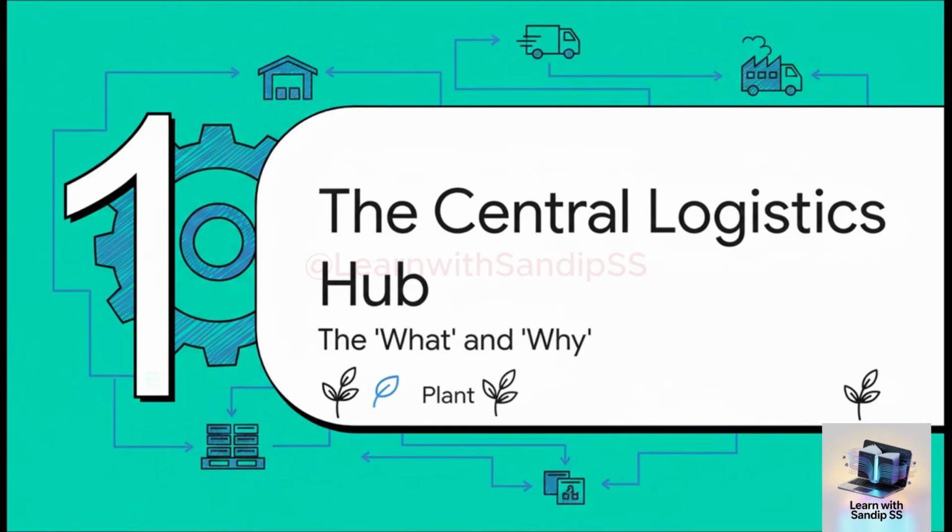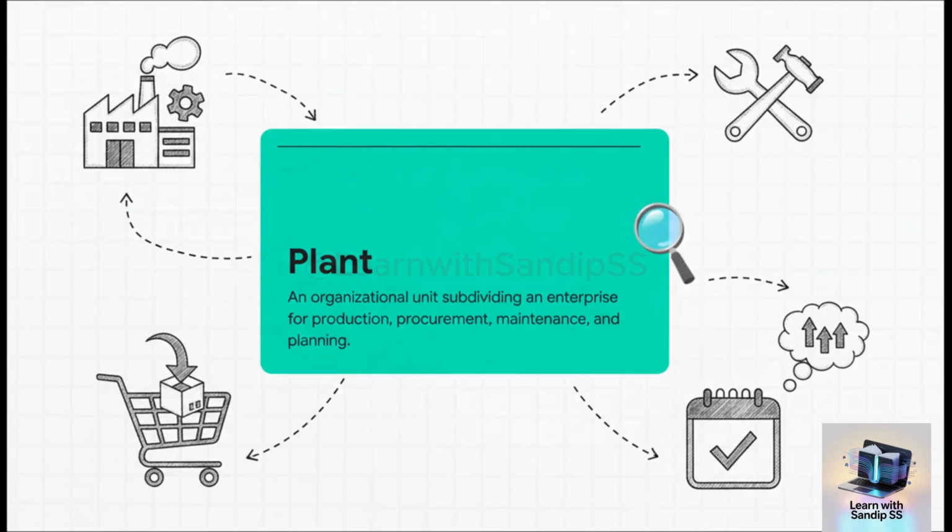Okay, first things first. Before we can build anything, we have to understand the foundation. So, what exactly is a plant when we talk about it in the SAP universe? What does that really mean in plain English? A plant is way more than just a 4-digit code. It's the beating heart of your logistics operations. It's the place in the system where all the action happens, where you make things, buy things, fix things, and plan for all of it.